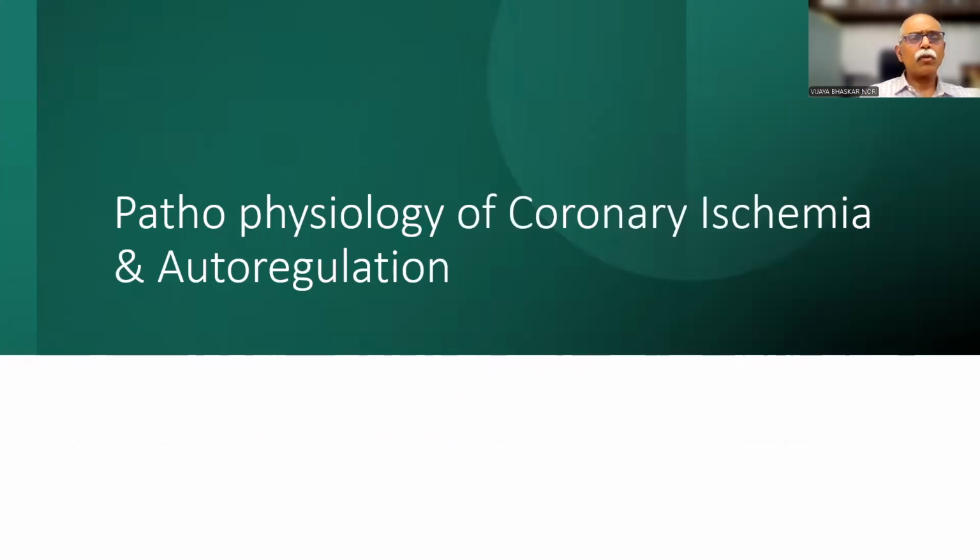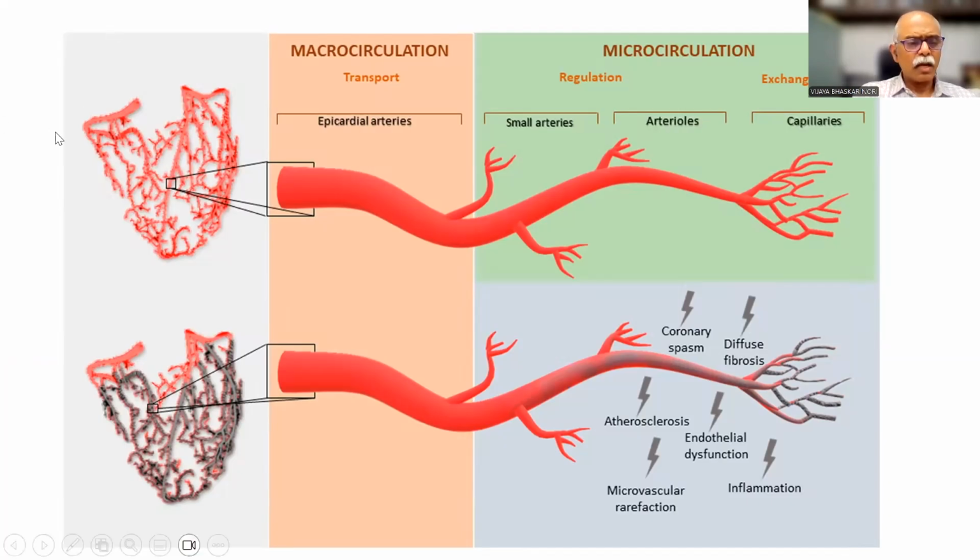So let us look at the pathophysiology of coronary ischemia and the autoregulation. Now, this slide tells us about the macro circulation and micro circulation. So the epicardial arteries here are the large arteries which form the macro circulation, which carry the blood to the myocardium. Now, the micro circulation is the small arteries, arterioles, and capillaries. And this is where the autoregulation takes place. The main arteries or the epicardial arteries can get blocked and produce ischemia.